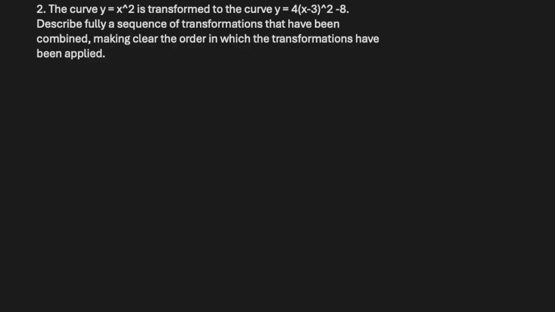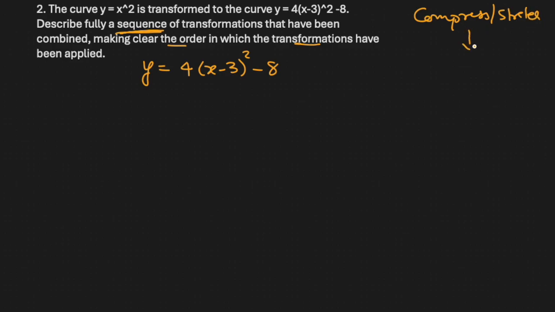Question 2. The curve y equal to x square, a simple quadratic parent function, is transformed into this. Let me rewrite that one. y equal to 4x minus 3 square minus 8. This is the one. Okay, describe fully the sequence of transformations that have been combined, making clear the order in which the transformations have been applied. So keep in mind, always compression or stretch come first, and then comes translation. Okay, so we'll see which one is which now.